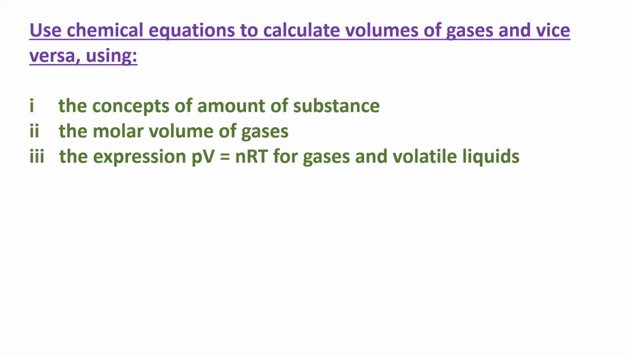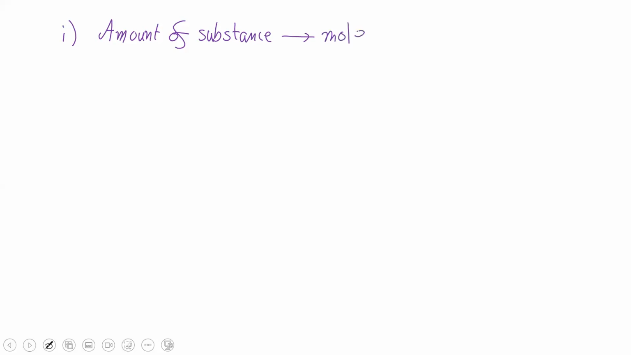So use chemical equations to calculate volumes of gases and vice versa. The concept of amount of substance, the molar volume of gases, and the expression PV is equal to nRT. We measure the amount of substance in mole.